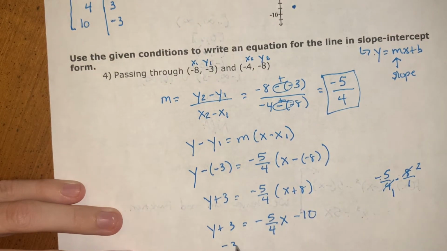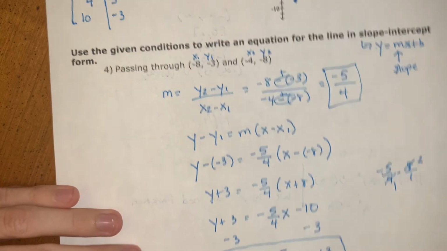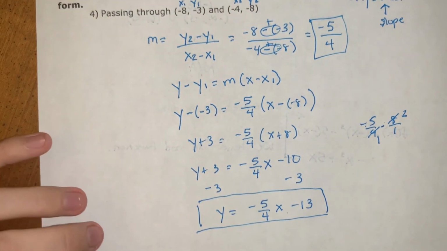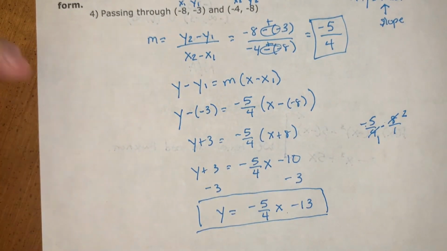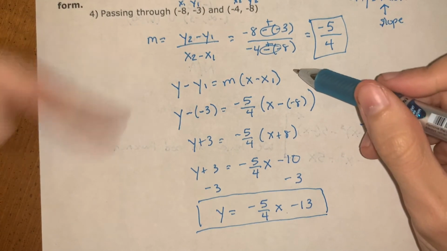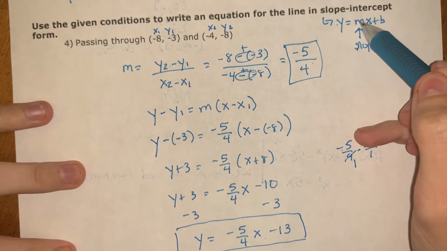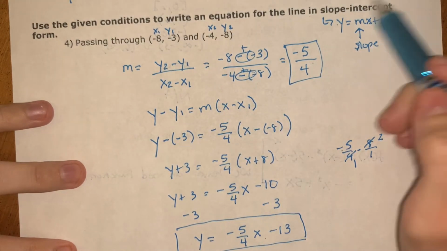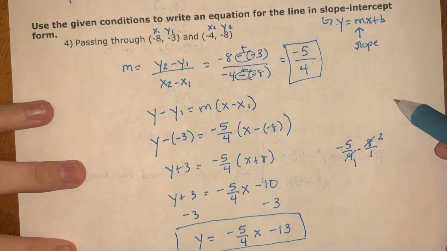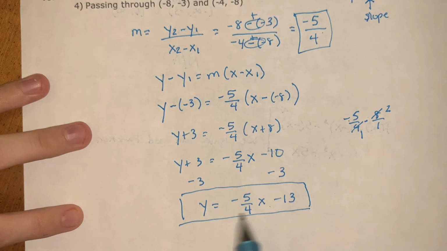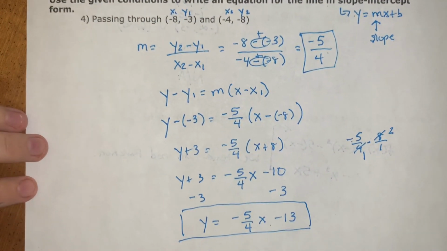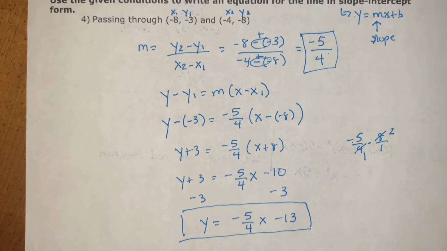And now we're going to subtract 3 from both sides. So we get y equals -5/4 x minus 13. So there it is in slope-intercept form. And we accomplished our objective, right? So like I said, I think this is my preferred route to go, but you could also plug this in to slope-intercept form, plug one of these points for x and y, solve for b, get -13 out, and then rewrite it to look like slope-intercept form. Okay? All right. So that's done with question 4.